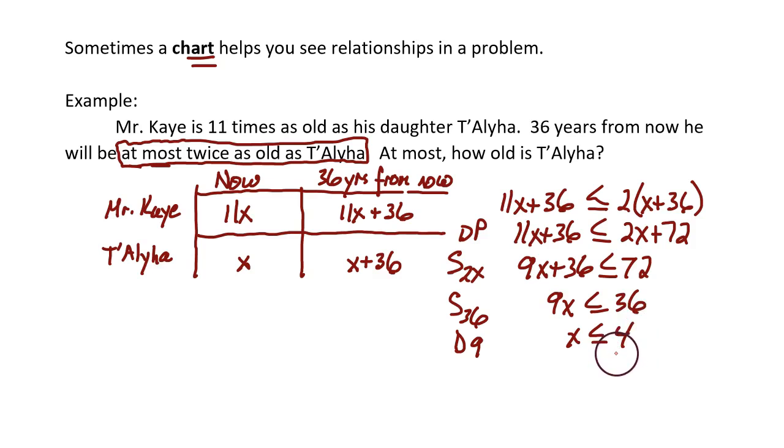Let's check that result back against the requirements of the problem. We were looking for how old is Talia right now? And we found out that she is at most 4 years old.